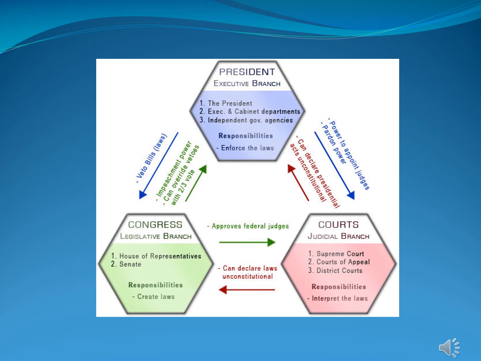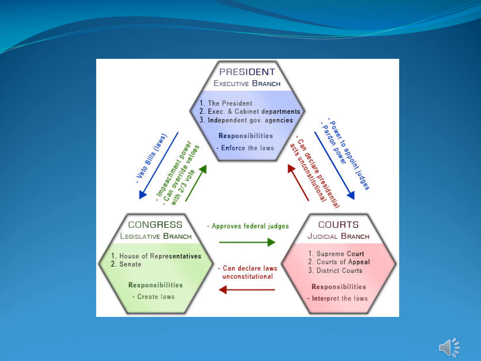So if we take a look at this slide, this is going to help us explain both the separation of powers and the checks and balances. You'll see that each of the three branches has its own shape and different color. If we look under the president, for instance, it tells us what groups make up the executive branch and some of the roles and responsibilities that they have.